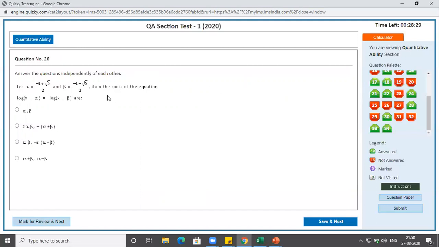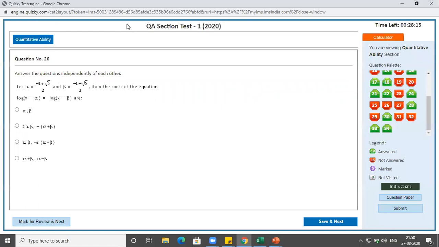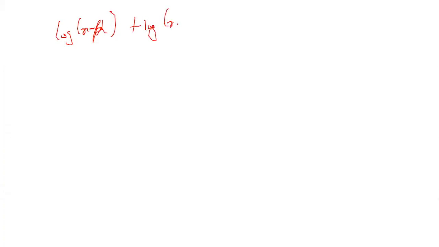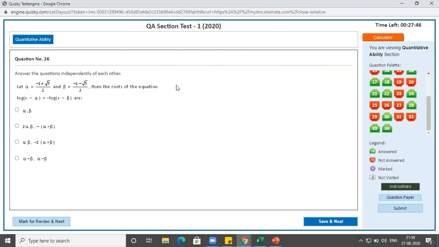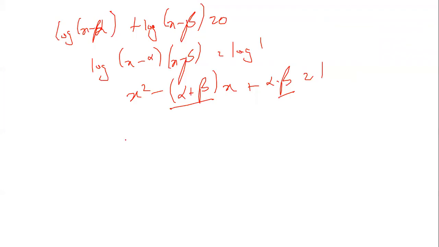Let alpha and beta be the roots of the equation. Alpha and beta are given, and we have to find the roots of the new equation: log of x minus alpha plus log of x minus beta equals 0. So log of (x minus alpha)(x minus beta). These equations look difficult, but they are not. Log of x square minus x times (alpha plus beta) plus alpha into beta is equal to 1. So this is the sum of alpha and beta. The sum of alpha and beta would be minus 1, plus 5, minus 5 cancel, minus 2, minus 1. Alpha plus beta is actually nothing but minus 1.